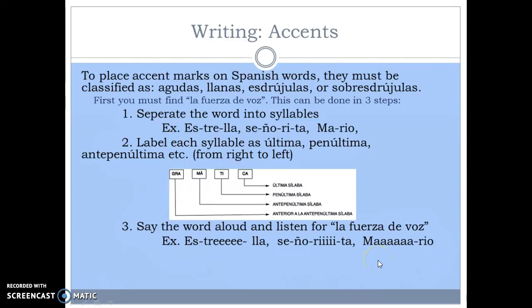So, I know you're all wondering, why is this important? Well, la fuerza de voz will help you know where to place the accent mark, because it helps identify the type of word. Let's take a closer look.